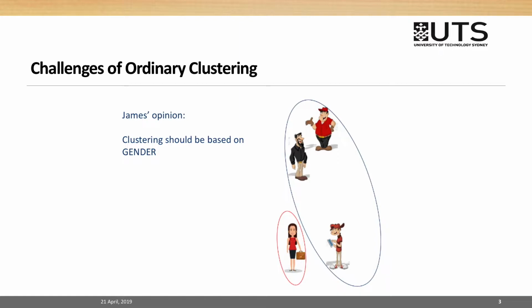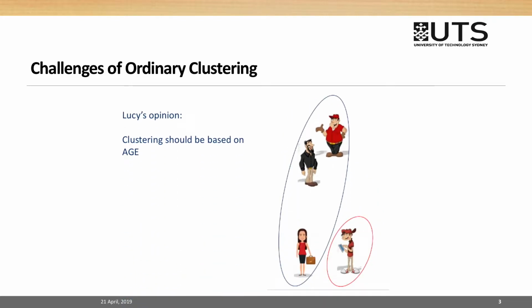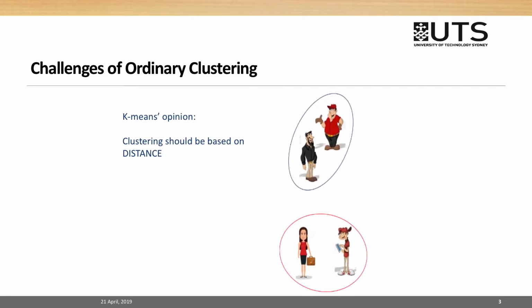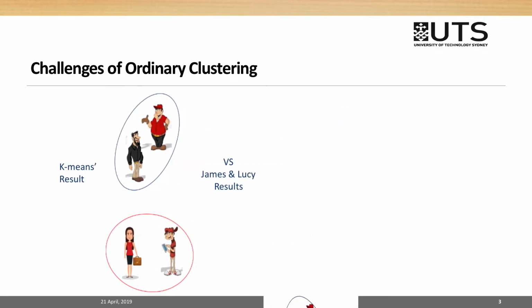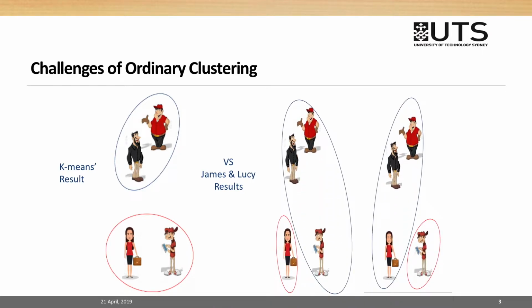In James' opinion, the clustering should be based on gender. So to him, the correct or fit-for-purpose clustering result should be like this. While in Lucy's opinion, the clustering should be based on age. So to her, the right clustering result should be like this. However, to K-means, the clustering should be only based on distance. Let's compare the K-means result with James and Lucy's result.